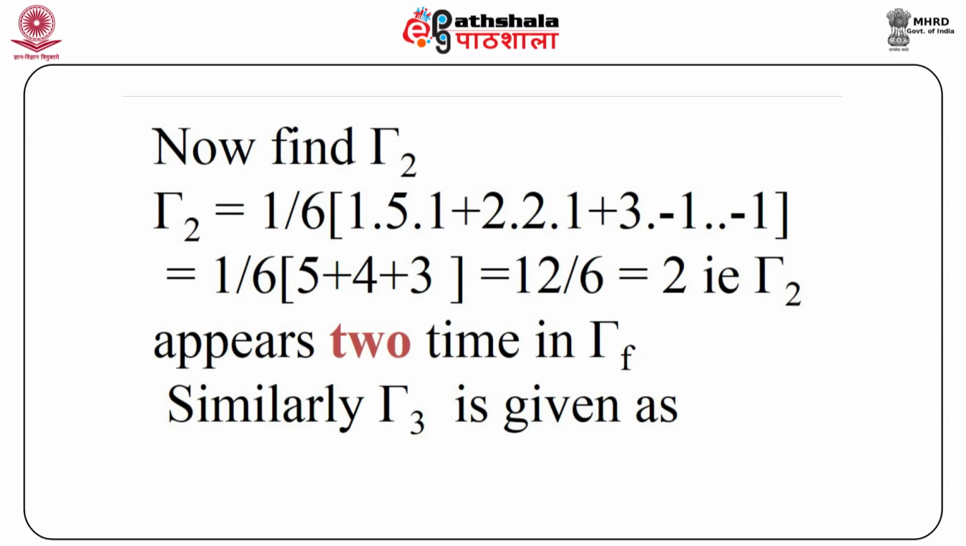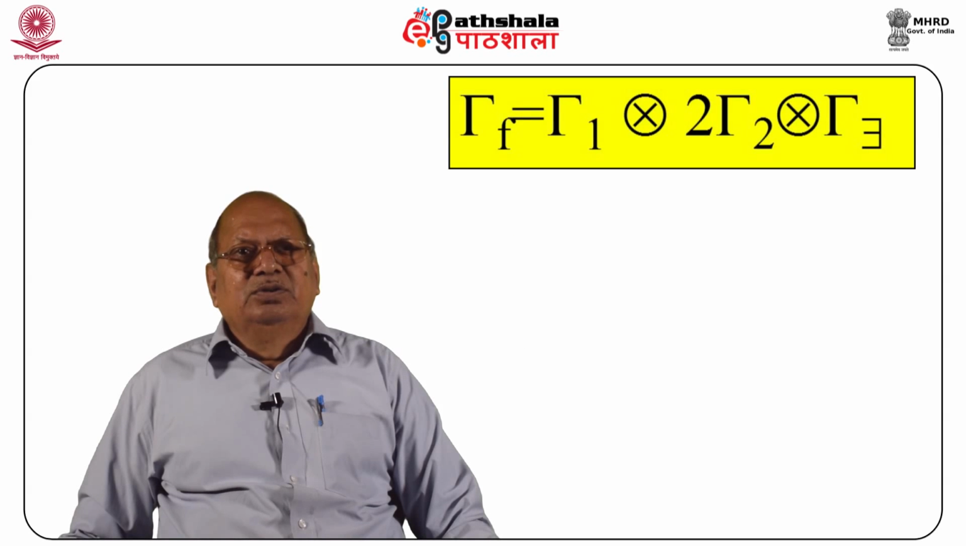Similarly, tau 3 is given as 1 by 6 within bracket 1 into 5 into 2 plus 2 into 2 into minus 1 plus 3 into minus 1 into 0, that is 1 by 6, 10 minus 4 plus 0, 6 by 6, that is, tau 3 is present only once in tau F. The whole result can be written as tau F is equal to tau 1 direct product 2 tau 2 and then tau 3.